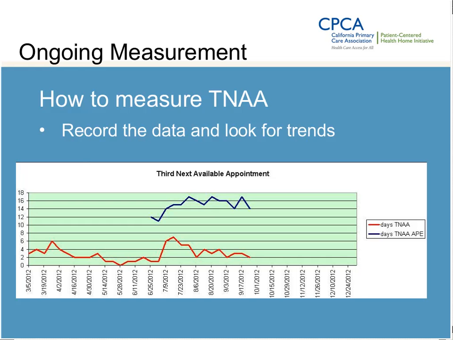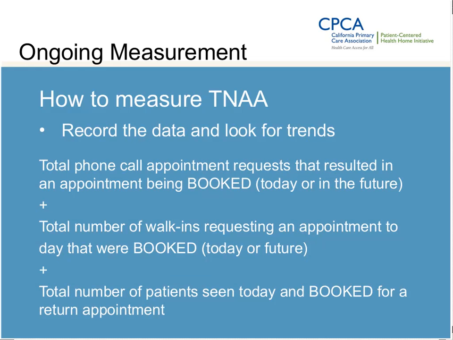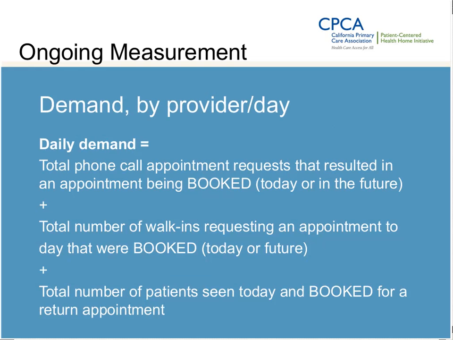There may be fits and starts, with third next available being at 7 one week and then 2 the next, and then 15 when a provider goes on vacation. That's okay. You want to look for overall trends. If your third next available begins creeping up, it's a good indication that your unnecessary demand may also be on the rise again. As I mentioned previously, it's very difficult to specifically measure unnecessary demand, but we can measure demand as a whole.